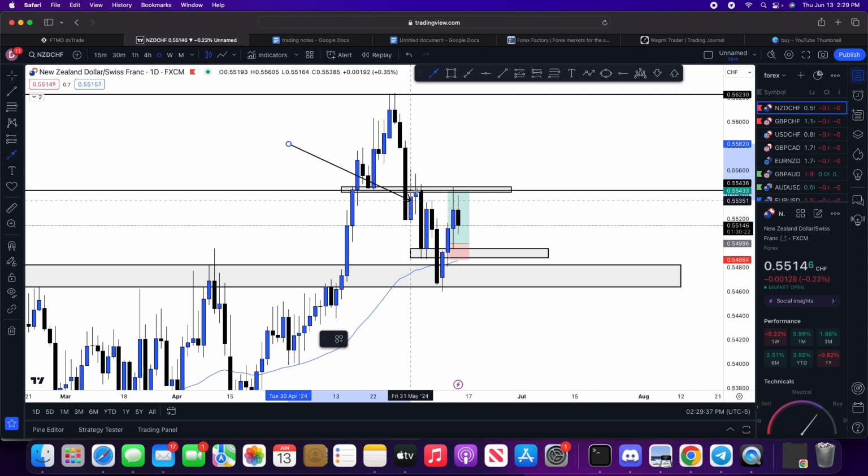And then we came back and retested this exact same level. So now I'm thinking, all right, every time price tapped this area right here, we've had a very strong reaction from it. Maybe that would be a good area to take my profit, because more than likely, if price does come into this area, we might start seeing a reaction back down to the downside.